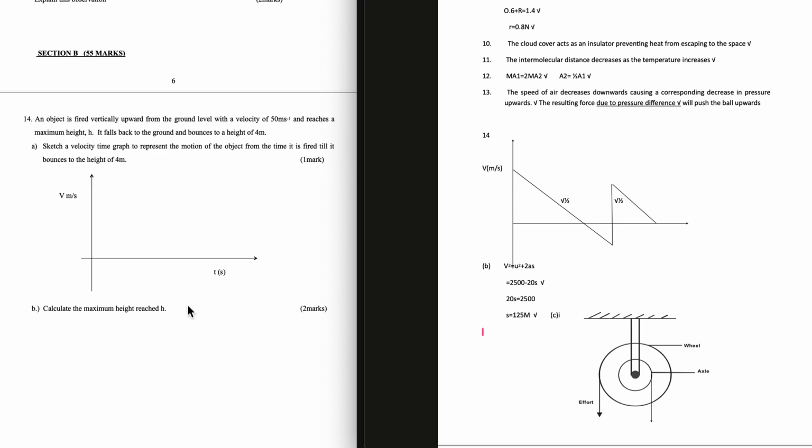Question B. Calculate the maximum height reached. Maximum height reached.